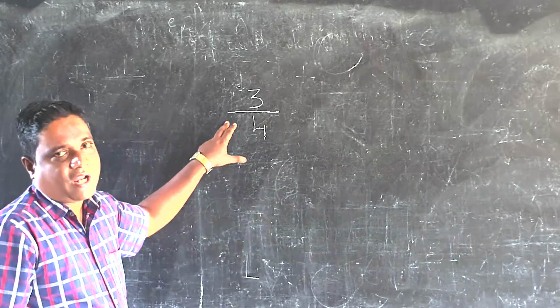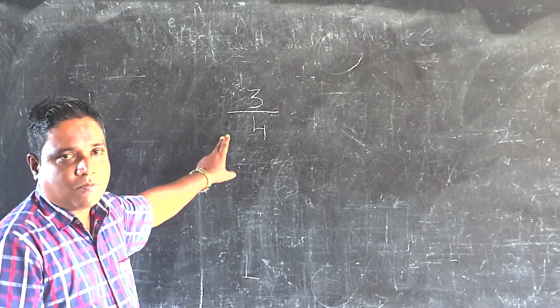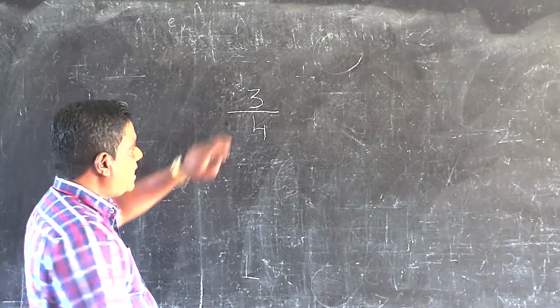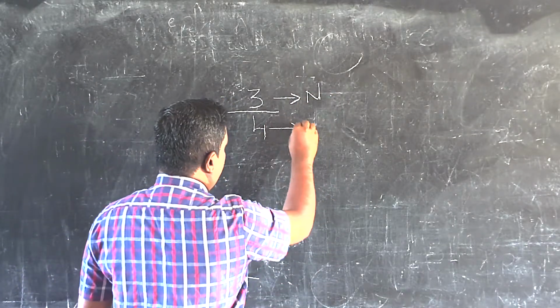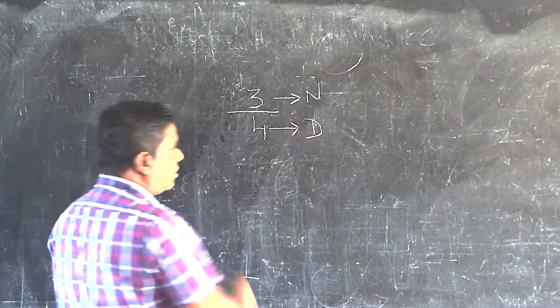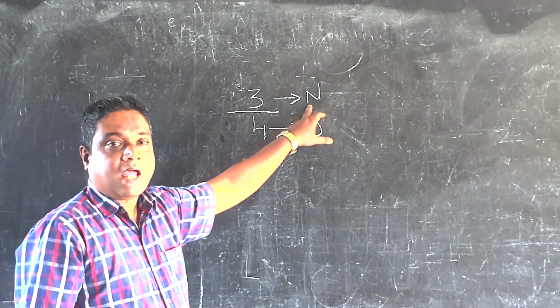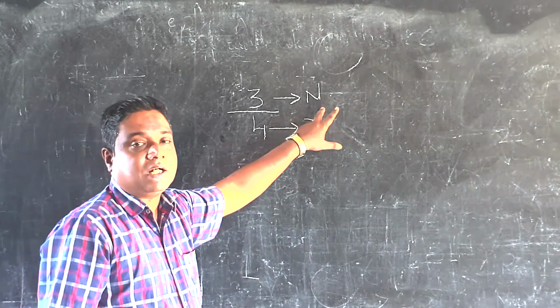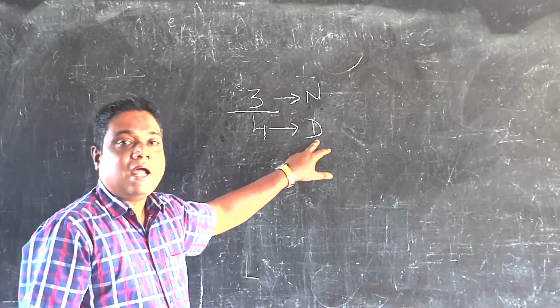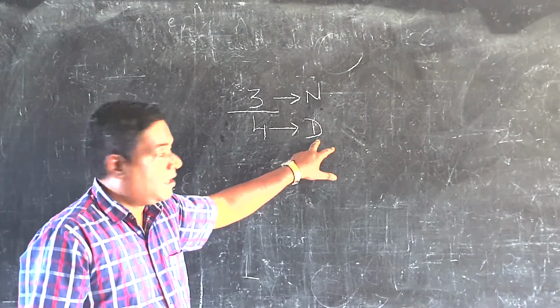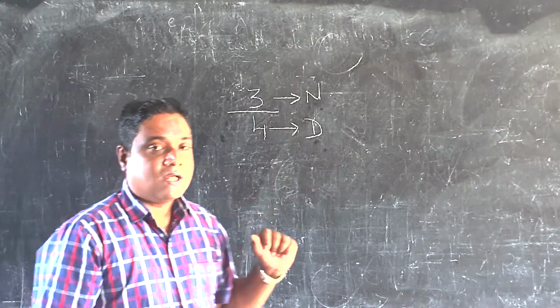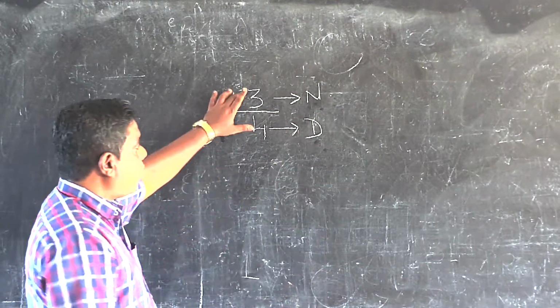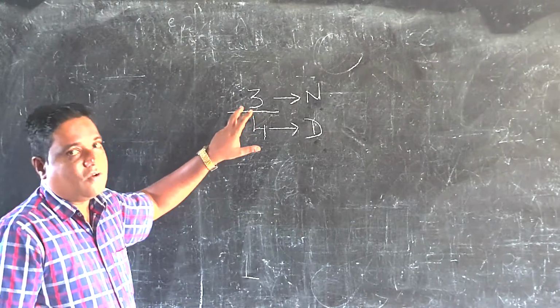Today we'll see what fractions are. Basically, a fraction consists of a numerator and a denominator. 3 upon 4 is a fraction, wherein 3 is the numerator, represented by N, and 4 is the denominator, represented by D.